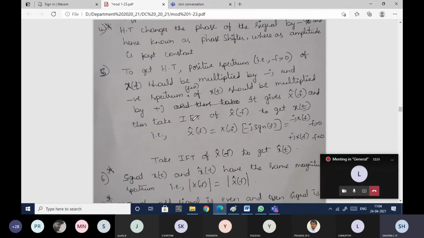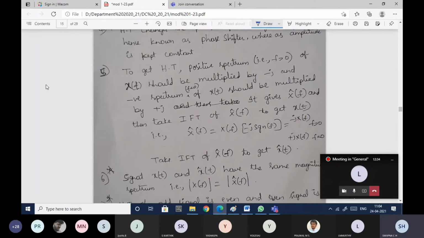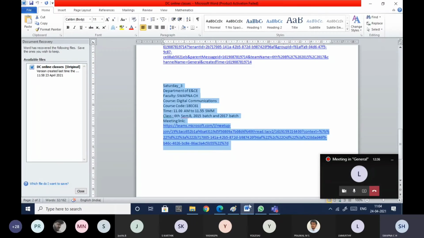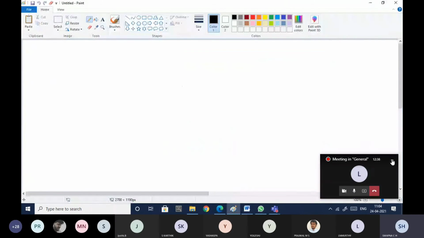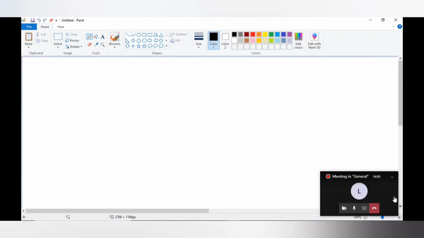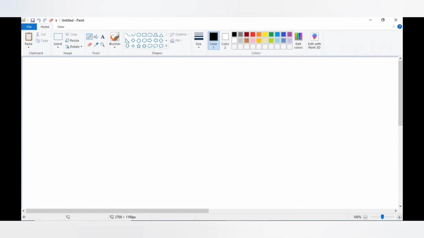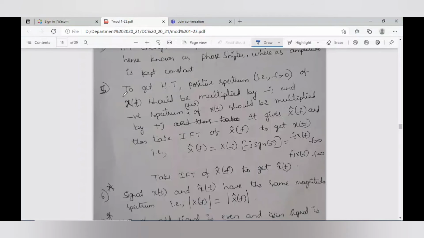Then comes the fifth property. It says how to calculate the Hilbert transform. Let us just recall. In the last class we have seen how to find the Hilbert transform, and the same property is given here also. The fifth property says to get the Hilbert transform, the positive spectrum, X(f) for f greater than 0, of x of t should be multiplied by minus j, and the negative spectrum of x of t should be multiplied by plus j. That's how we were calculating.